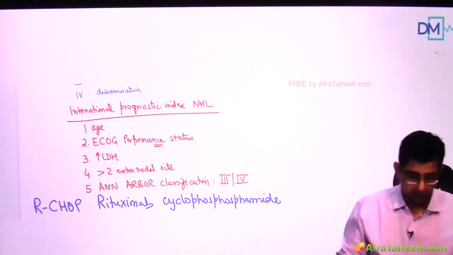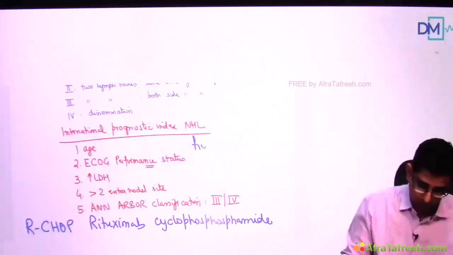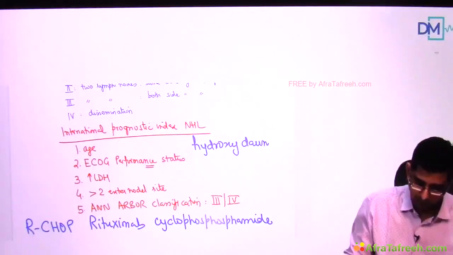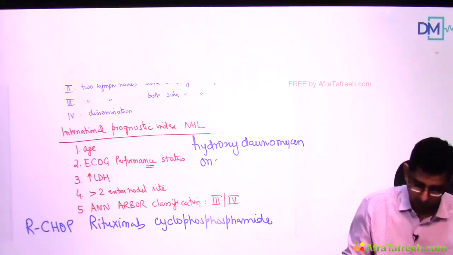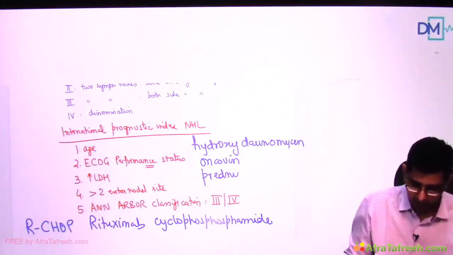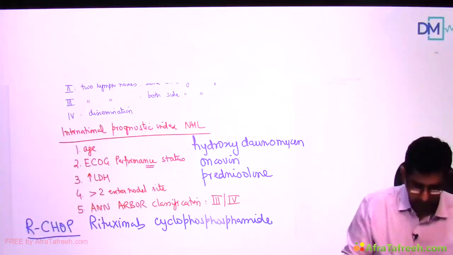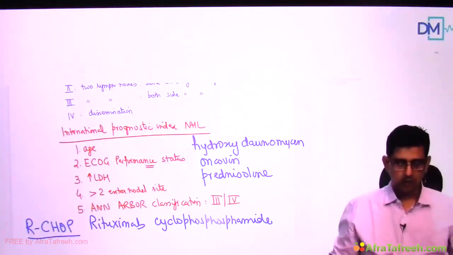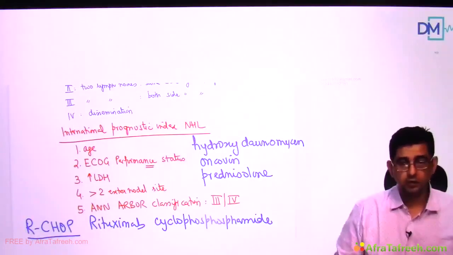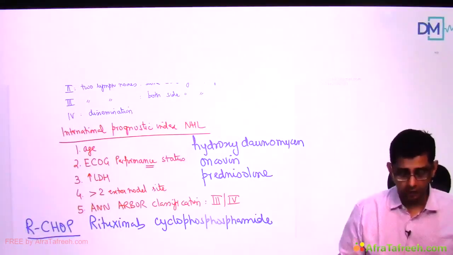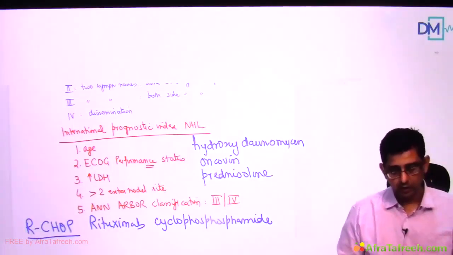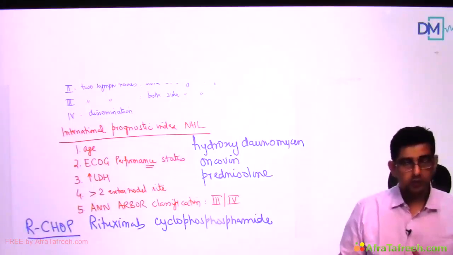Then H would stand for hydroxydaunomycin. O would stand for oncovin, and P would stand for prednisolone for the patient. The word is R-CHOP: rituximab, cyclophosphamide, hydroxydaunomycin, oncovin, and prednisolone is the treatment that we will do in the patient. And along with this, supportive care is required wherever needed.